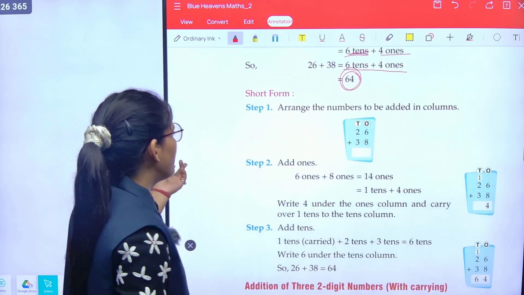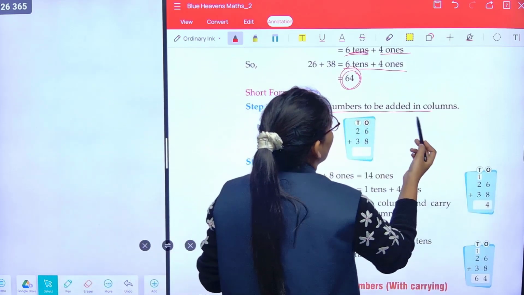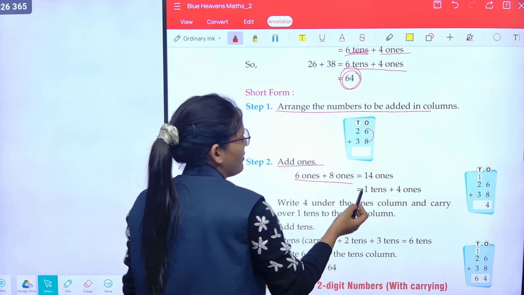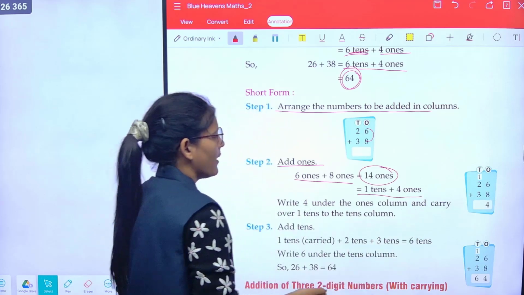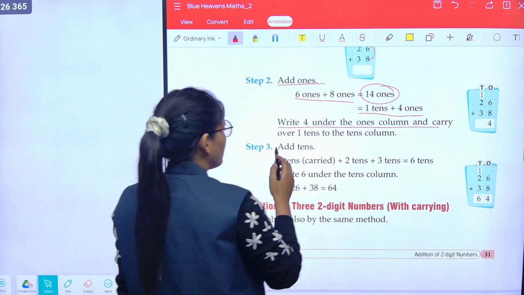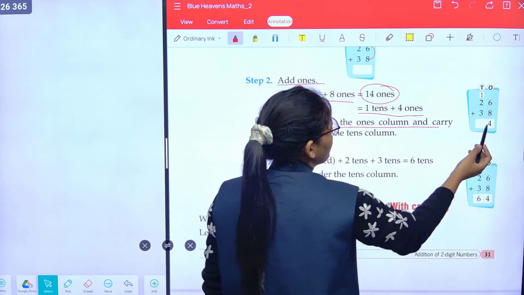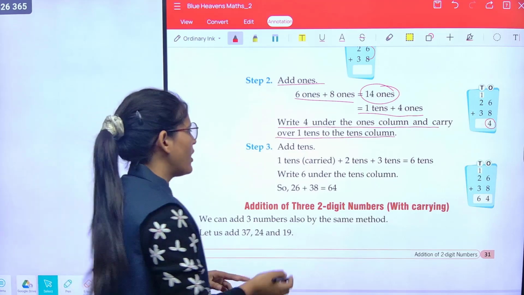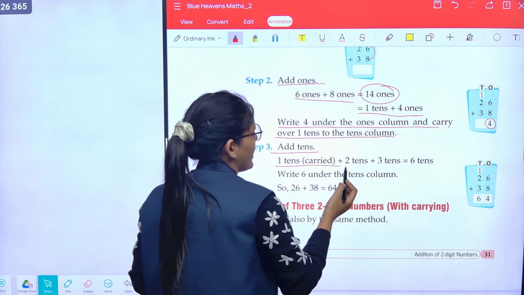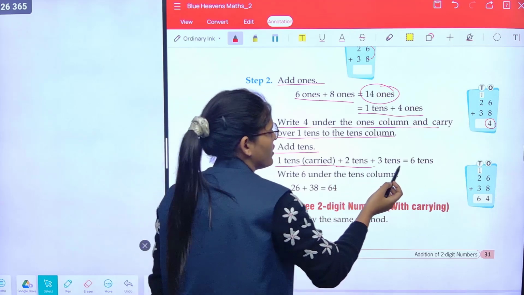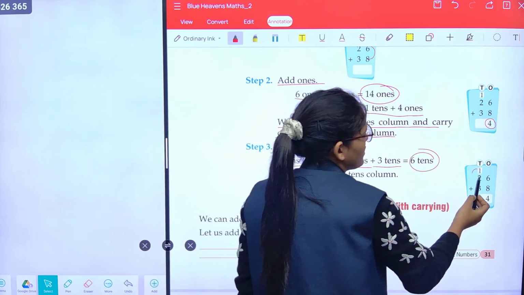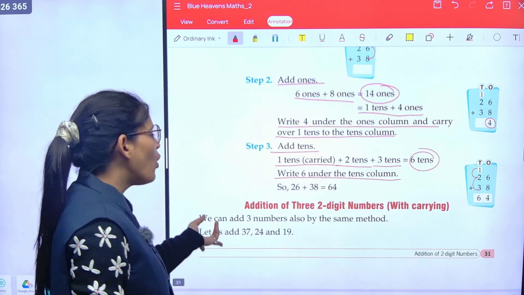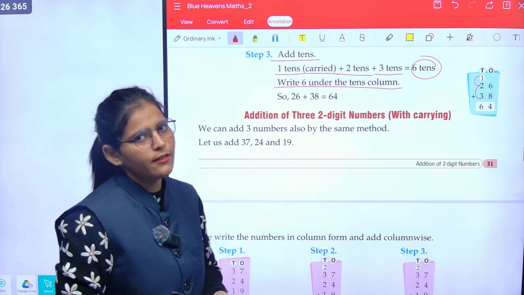Now short form. Arrange the numbers to be added in columns. Add ones: 8 plus 6, 14 ones. 14 means 1 ten plus 4 ones. Now class, write 4 under the ones column and carry over 1 ten to the tens column. Okay, add tens. 1 ten carried plus 2 plus 3 is equal to 6 tens. 1 plus 2, 3, 3 plus 3, 6. Write 6 under the tens column. So 26 plus 38 is equal to 64.